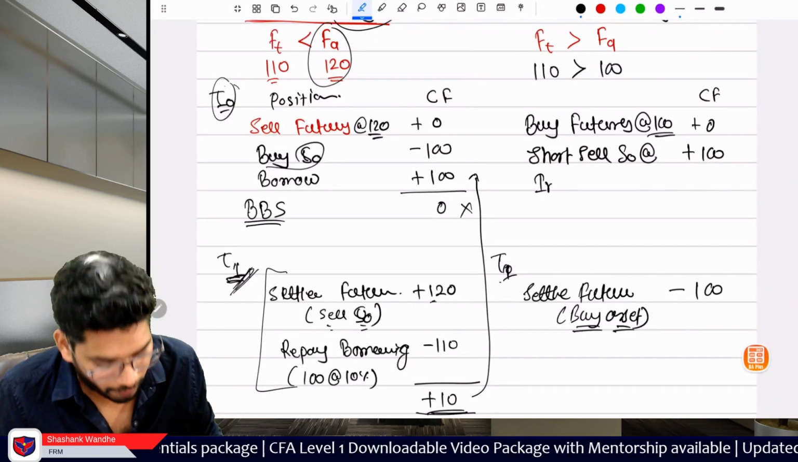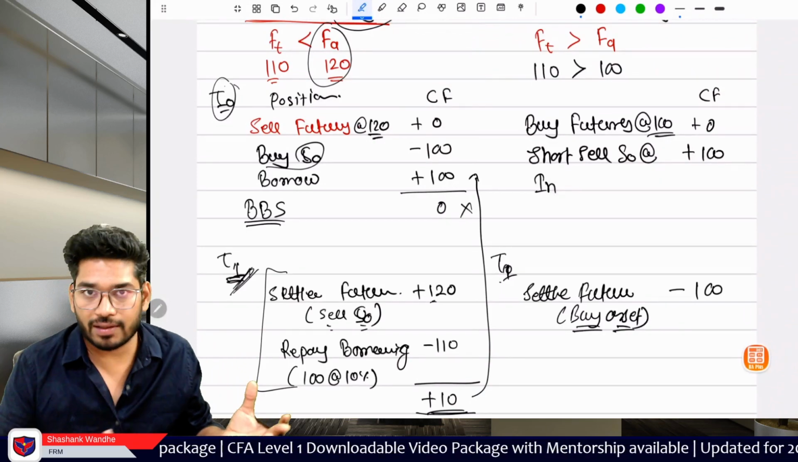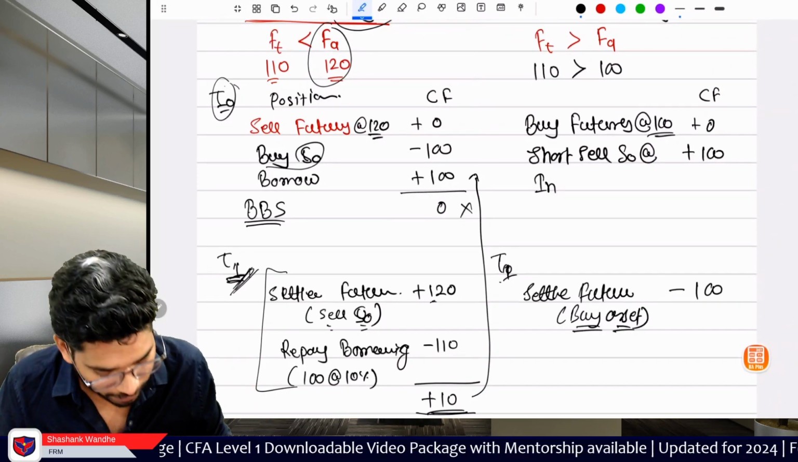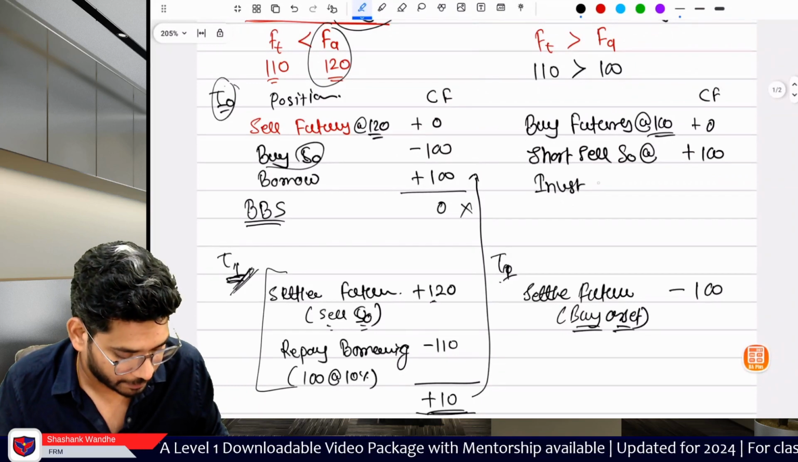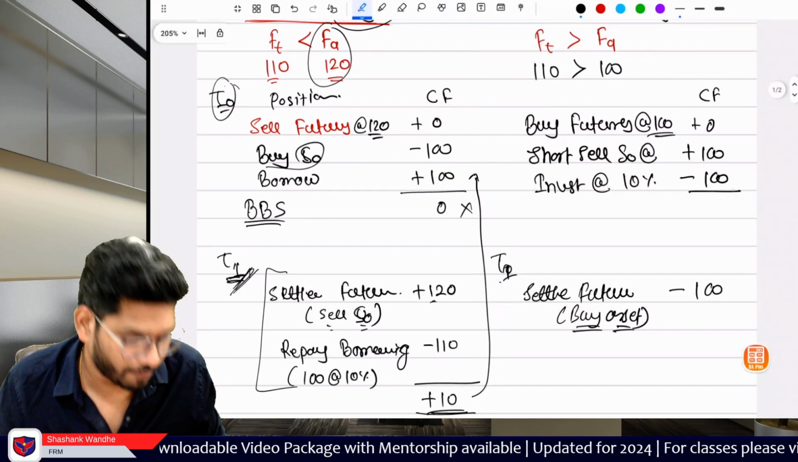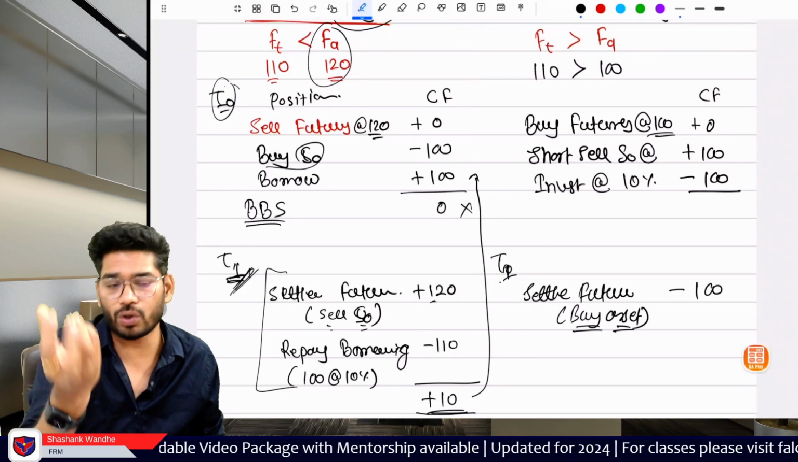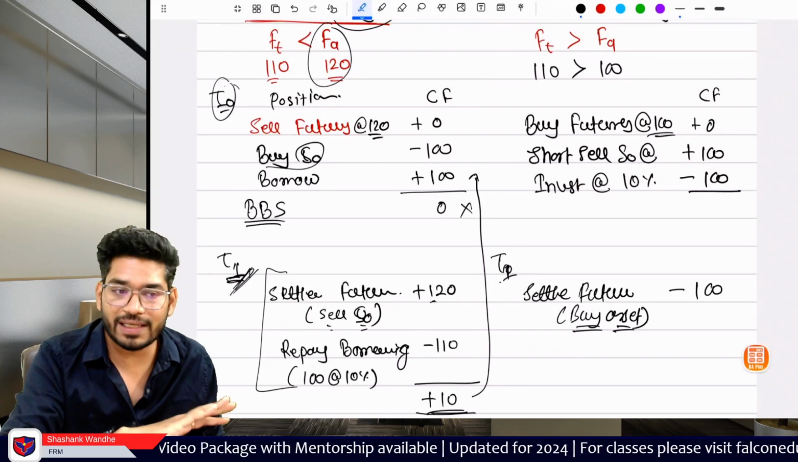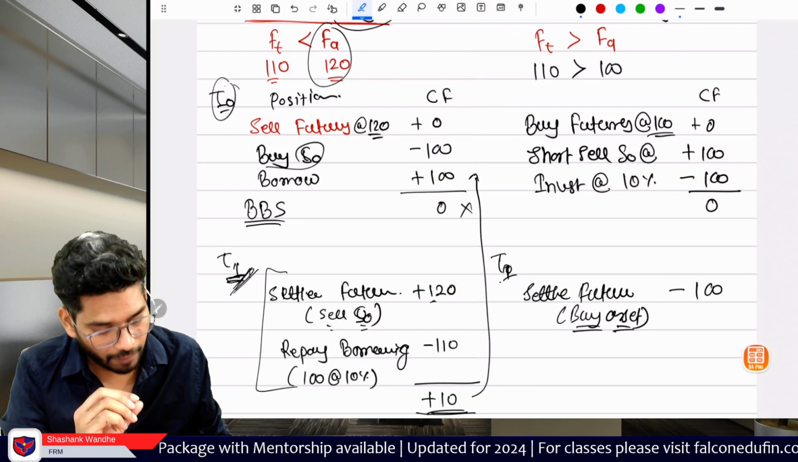And obviously we can't keep cash like this, right? So we need to invest it. So we will invest at 10%. If you invest, obviously you short sold, you got 100, you invested it. So now net cash flow is 0.